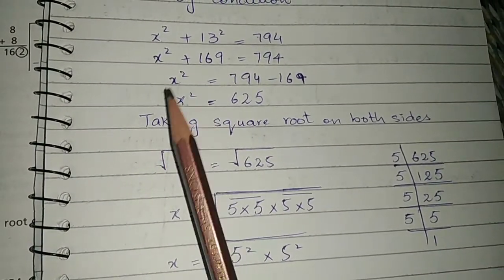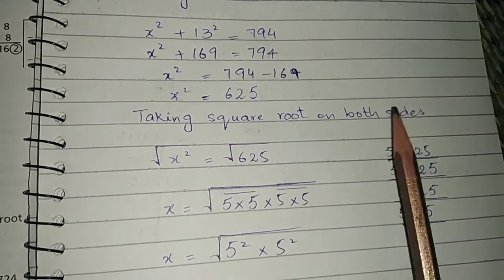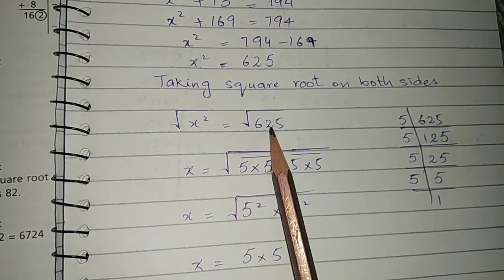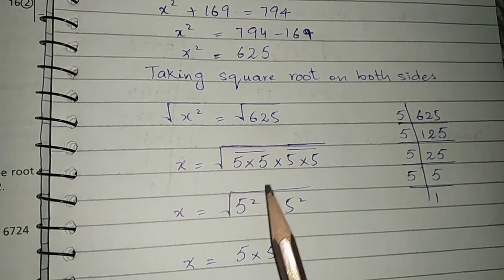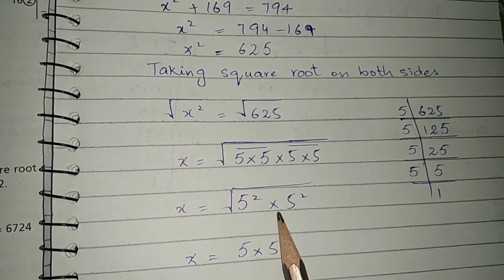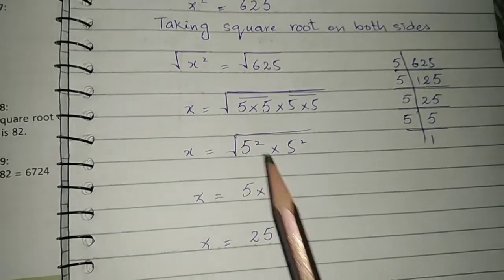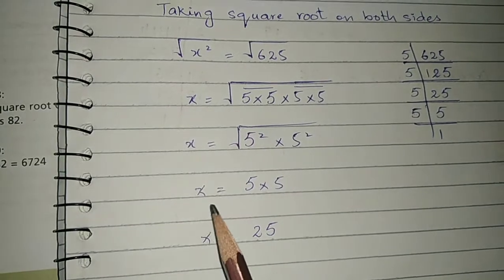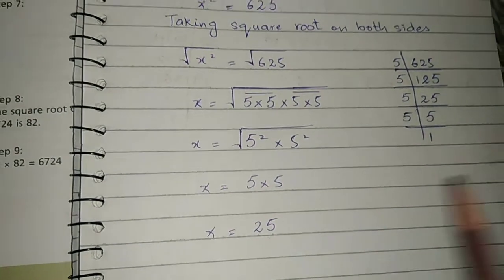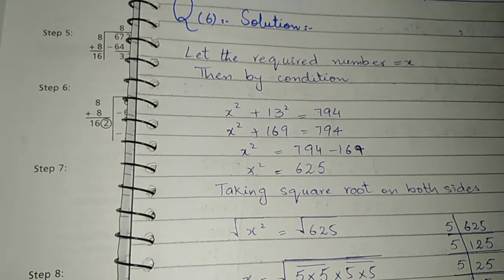Now we have to find the value of x. Now we take the square root on both sides. Then we will get this. After taking the LCM of 625, we write 5 square multiplied by 5 square. The square root will be cancelled out with the squares. Now we get the answer x is equal to 25. First number is 25 and the second number is 13.